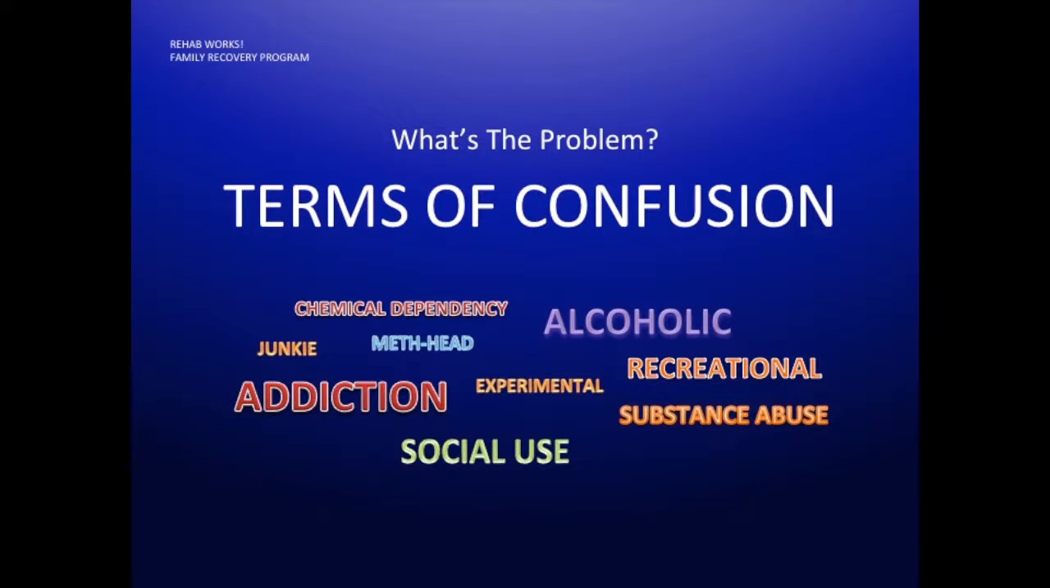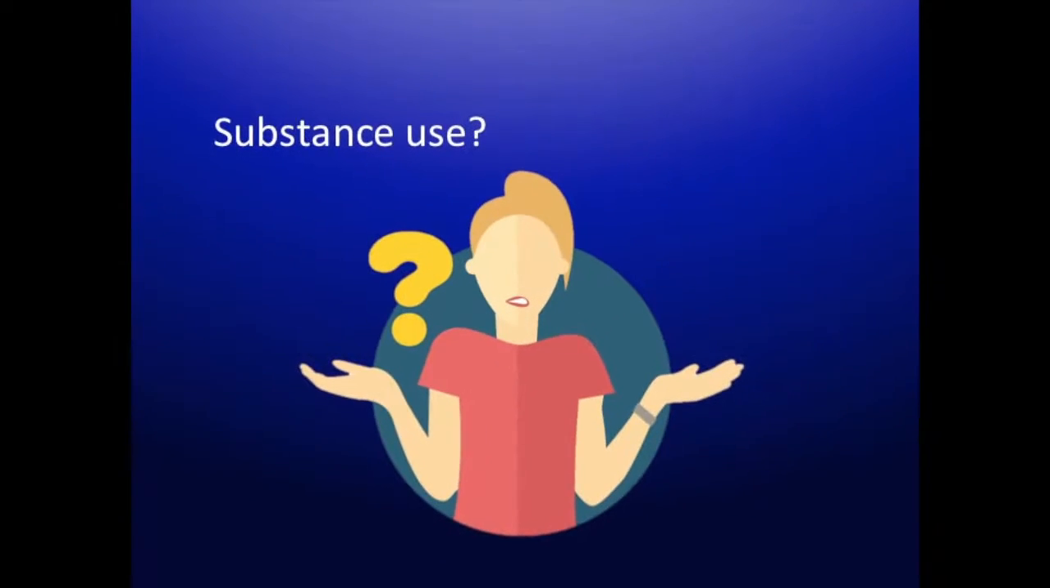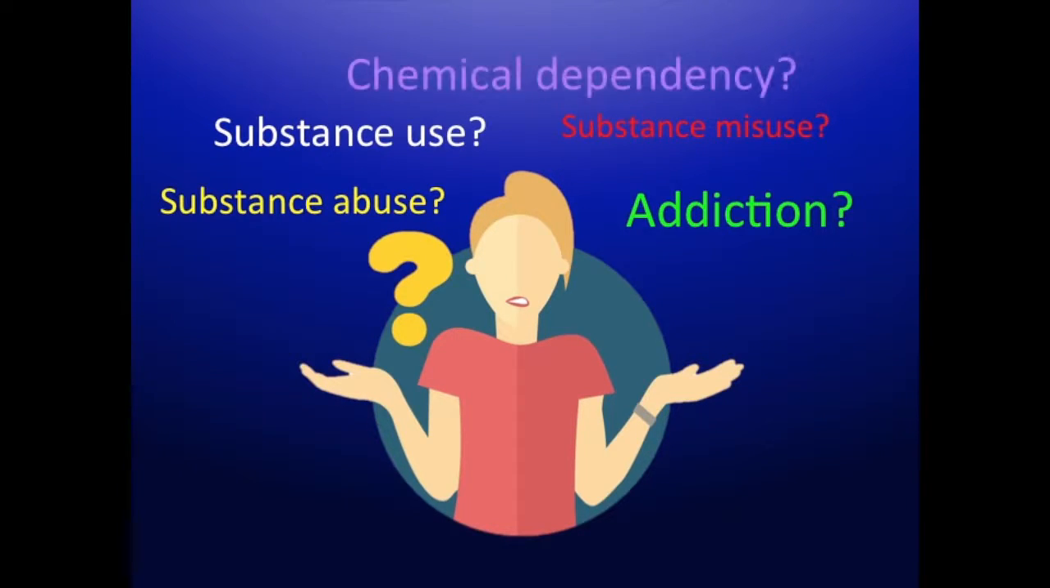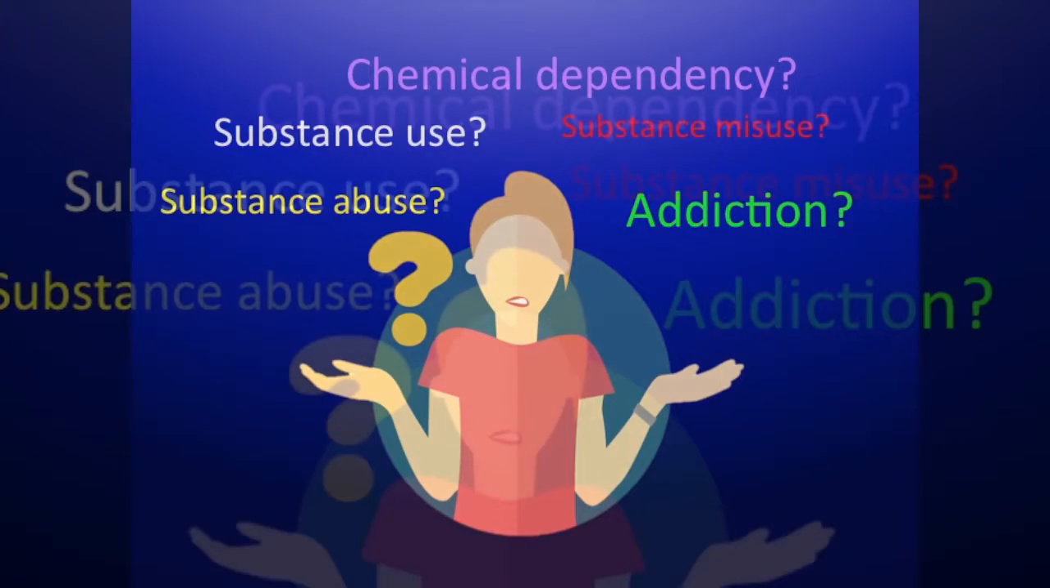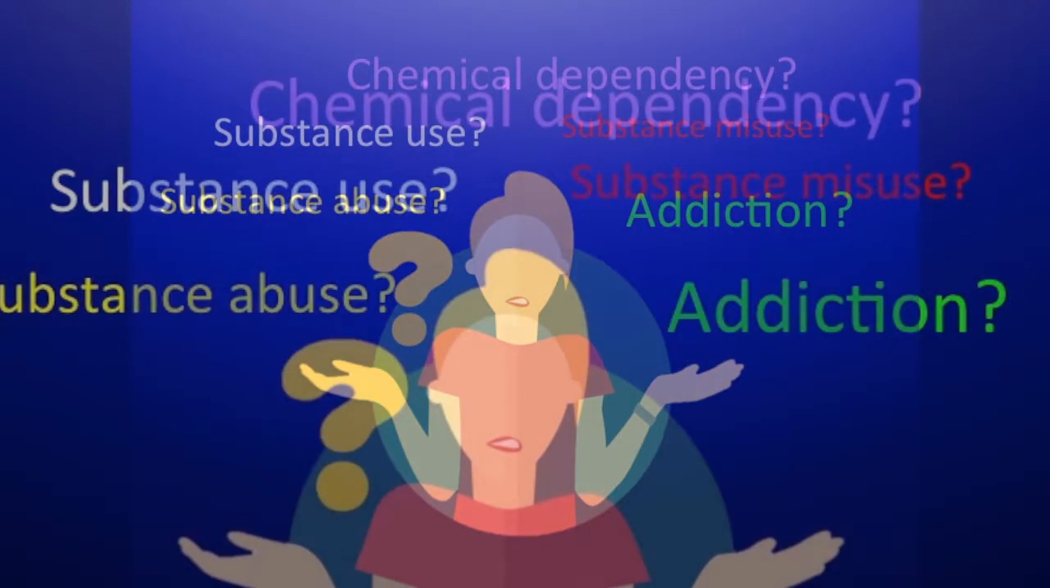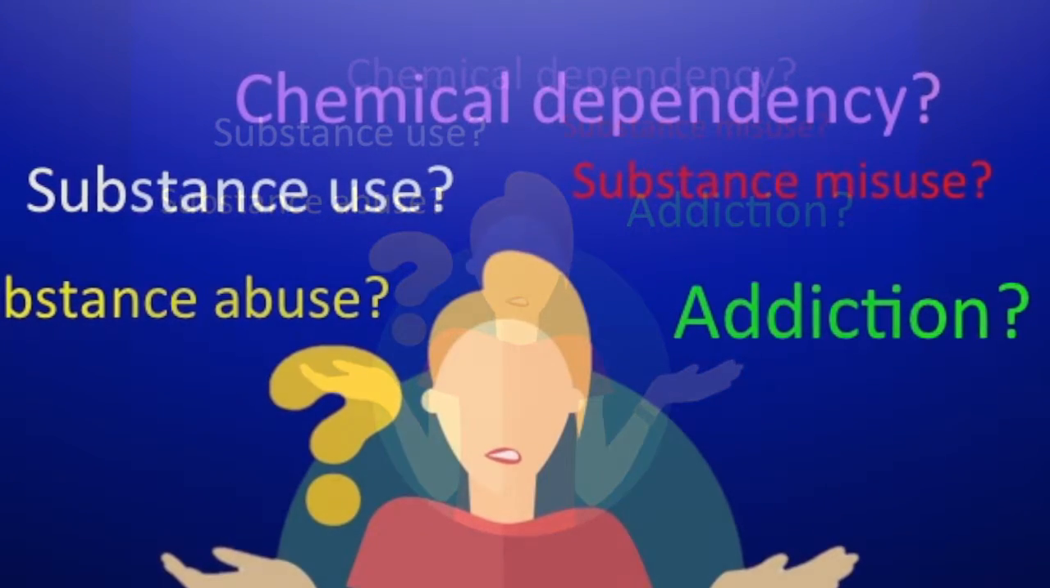The first thing we need to do to address the problem of denial when starting treatment is to get clear about what it is that we're even treating. And that starts with how we even talk about it. Think about how many words there are that we use to refer to the topic. Substance use, substance misuse, substance abuse, addiction, chemical dependency. See what I mean?